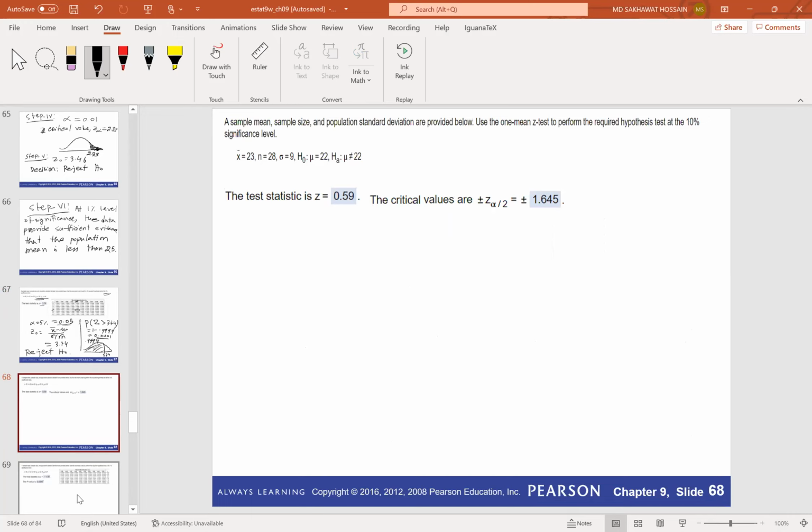Okay, so we went over the left tail test, right tail test, and now we'll go over the two tail test. I'll also go step by step. So here x bar is 23, n is 28, and sigma is 9. First thing is you need to write the hypothesis. So step 1.